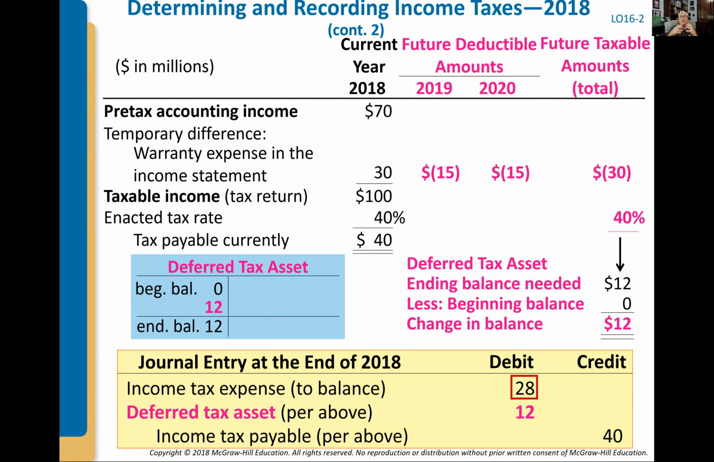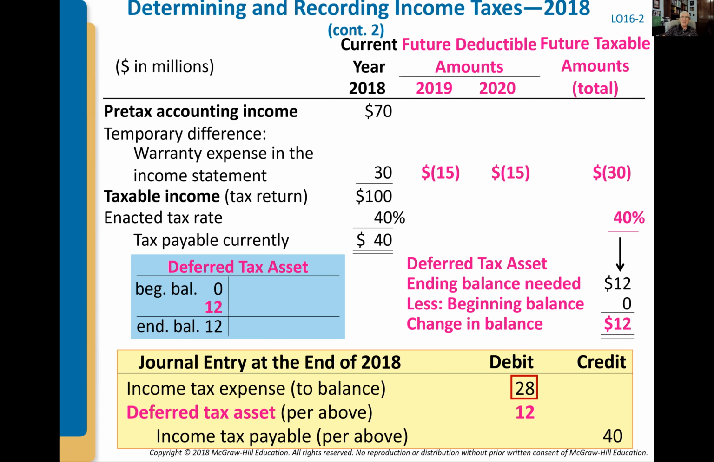Step 2, get my deferred tax assets and deferred tax liabilities corrected. My final balance is corrected. Well, I know I've got these future $30 million of deductions times 40%. I should be at 12 million here. What's my balance? 0. Therefore, I've got to go book a debit to my deferred tax asset of 12. And I book that here.